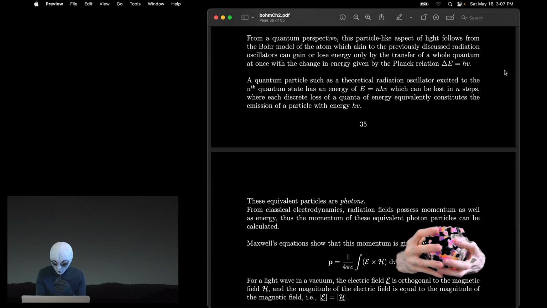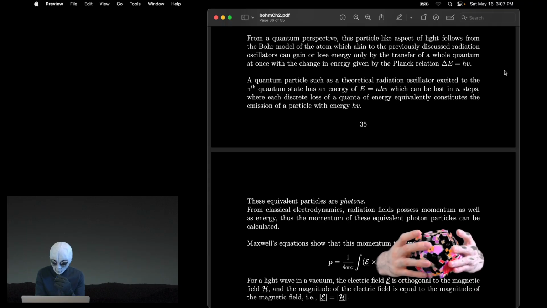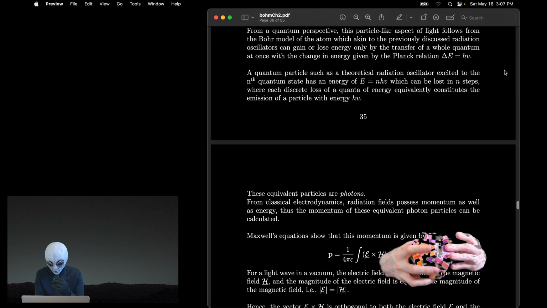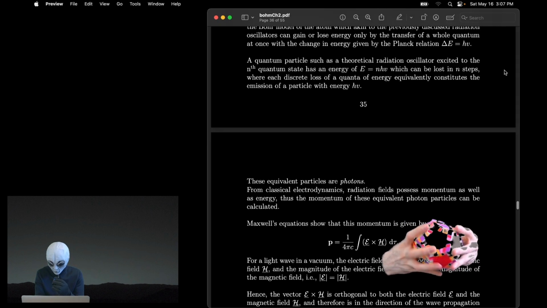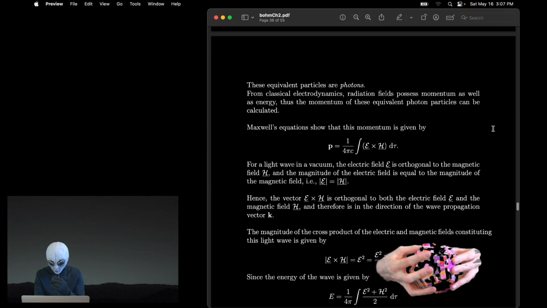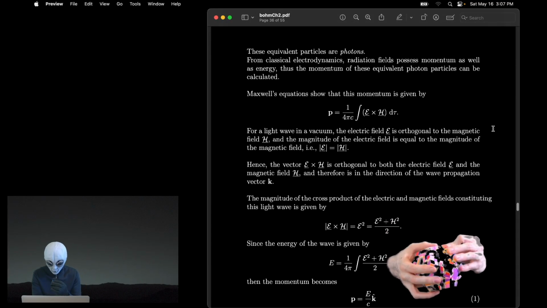A quantum particle, such as a theoretical radiation oscillator excited to the nth quantum state, has an energy of E = nhν, which can be lost in n steps, where each discrete loss of a quanta of energy equivalently constitutes the emission of a particle with energy hν. These equivalent particles are photons.